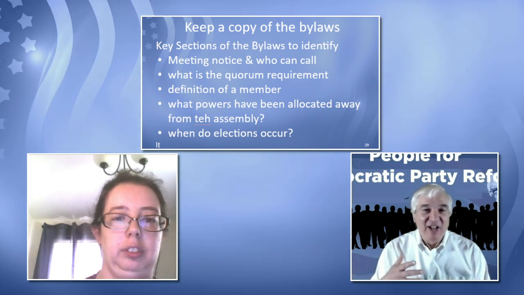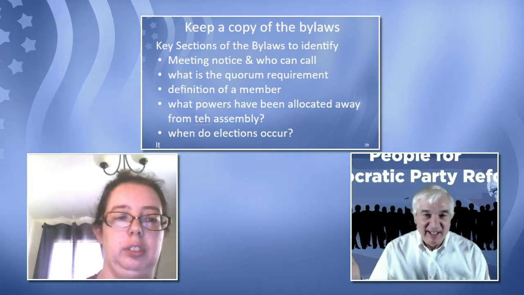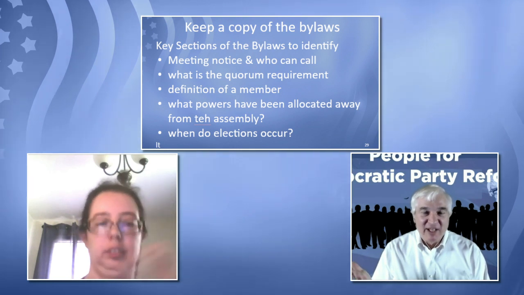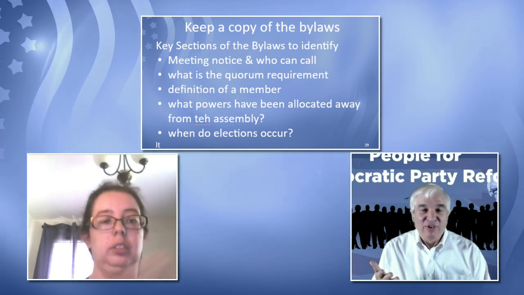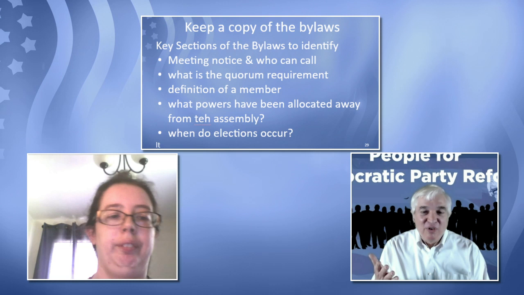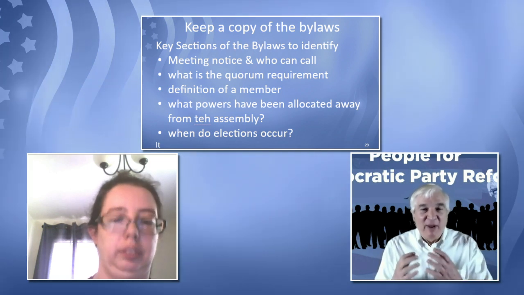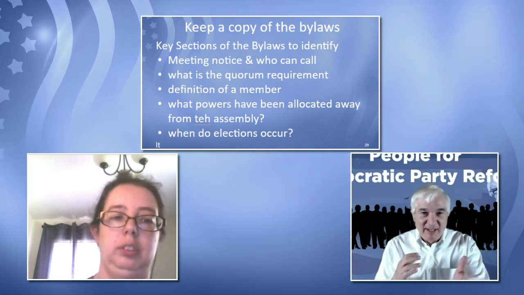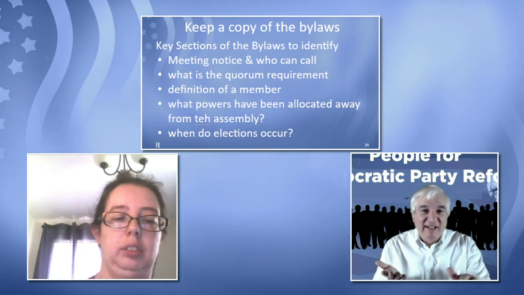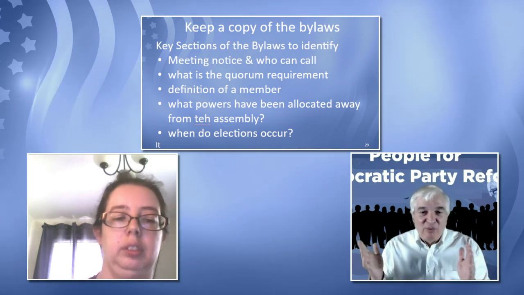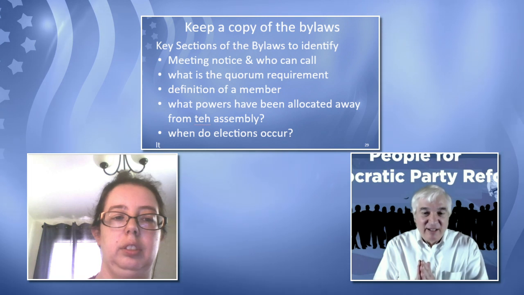If that does not happen, you should track it down, because these are the rules by which the organization is run. And you need to understand how much power has been taken away from the assembly and given to the leadership, because if you find wholesale things have been given away, then you're really at a disadvantage.